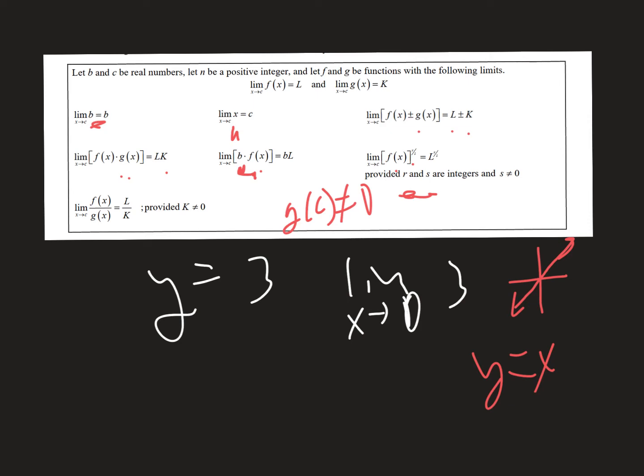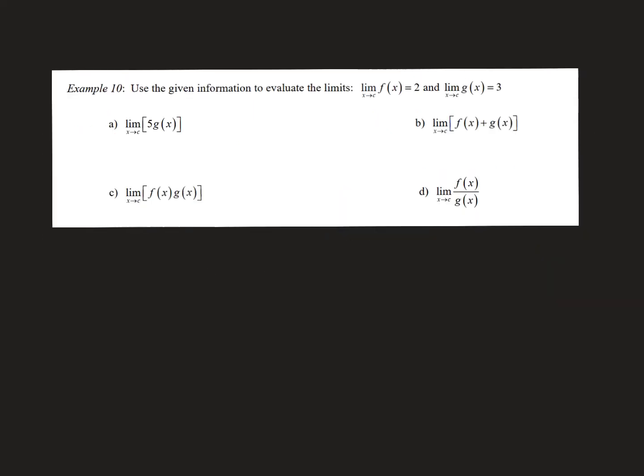Let's do some examples. Okay, so they gave us a couple of values. Now we're going to use the limit laws to evaluate them. Notice we don't know what the functions are. We only know what those two values are. So this says, see, that's that constant times g of x, which says take 5 and multiply by whatever the limit as x approaches c for g of x is, and we see that's 3. So that limit is 15. Not hard, right?